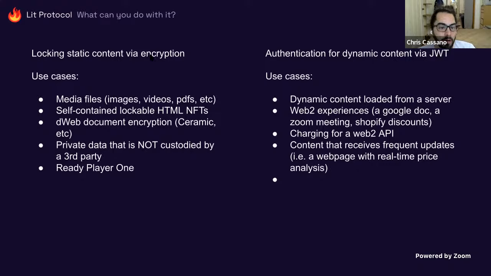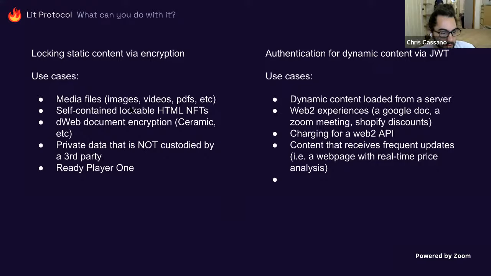So on the encryption key side, there's a lot of cool stuff you can do. You can do things like encrypting and locking media files. You could do self-contained lockable HTML NFTs. You can do any kind of DWeb document encryption. So we have a Ceramic integration that I'll go over in a little bit. And generally, any private data that is not custodied by a third party is something that encryption is a good candidate for.